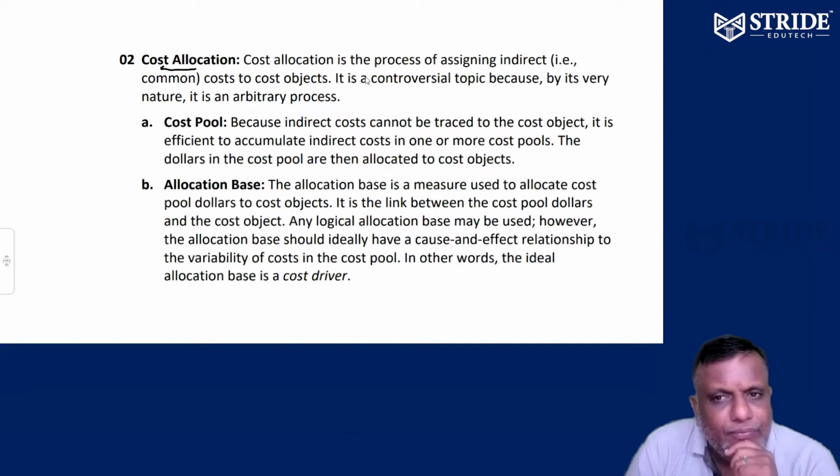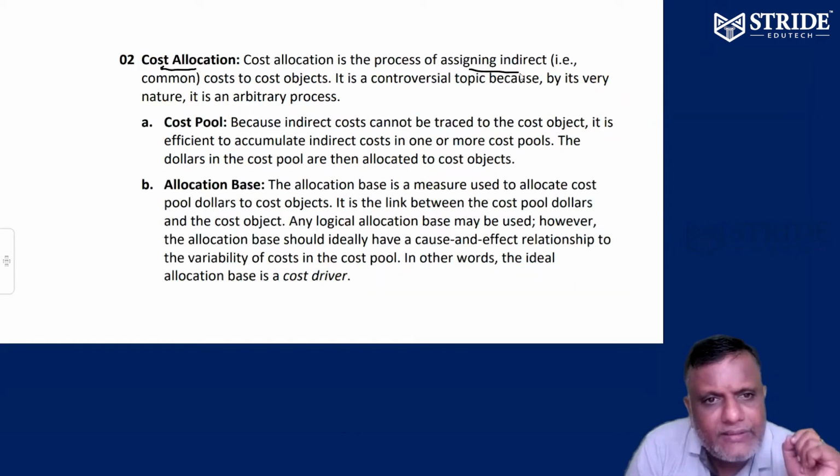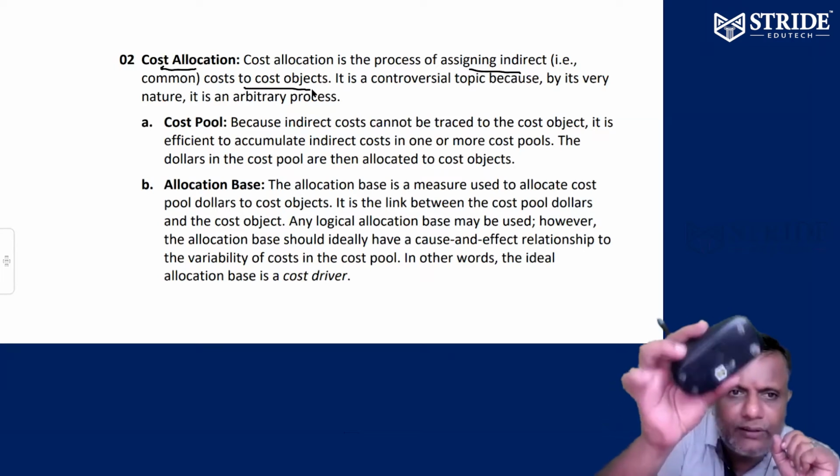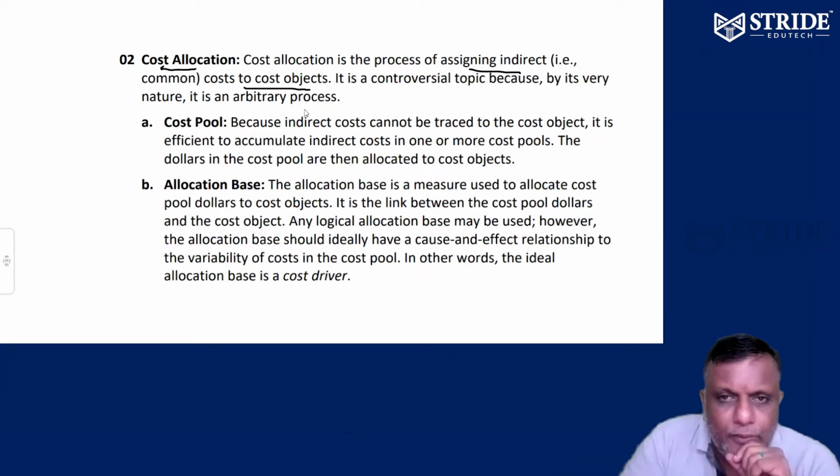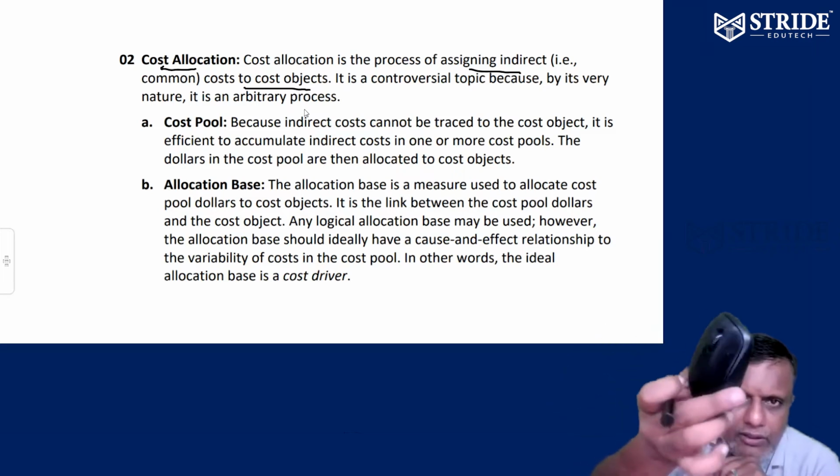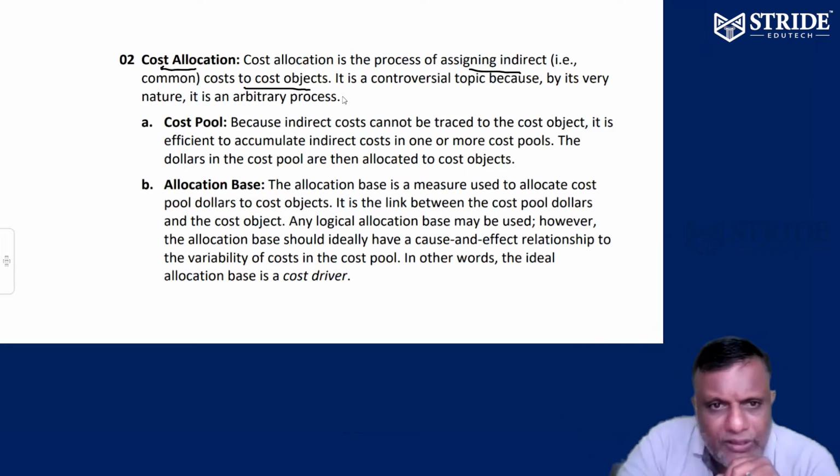What is cost allocation? Cost has to be assigned. Cost has to be allocated to this product. This product is going through 5 departments, then the product emerges out. So cost has to be ascertained, assigned and allocated. For this, we have a cost pool.